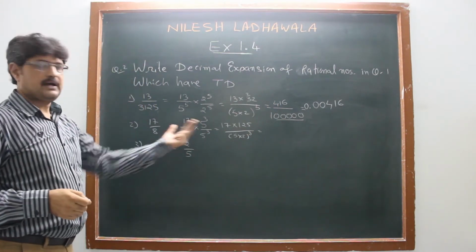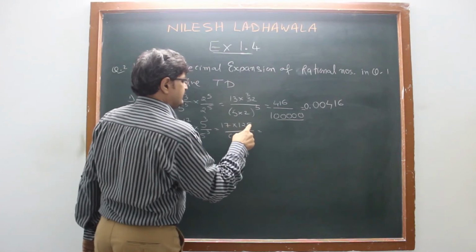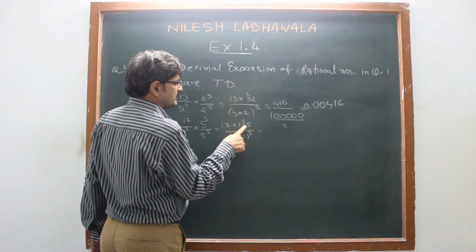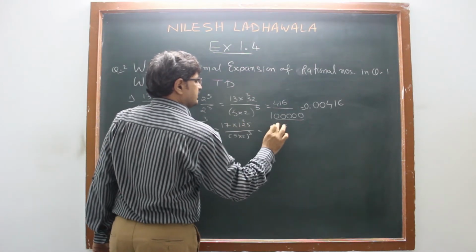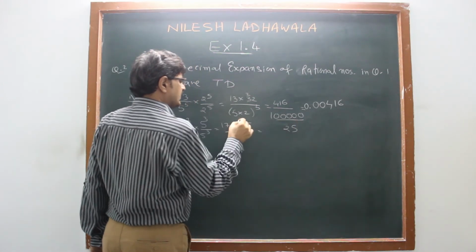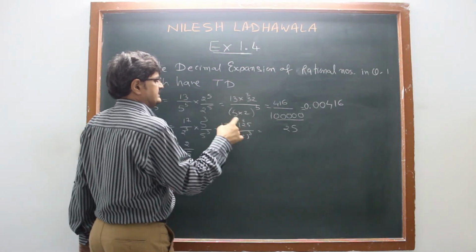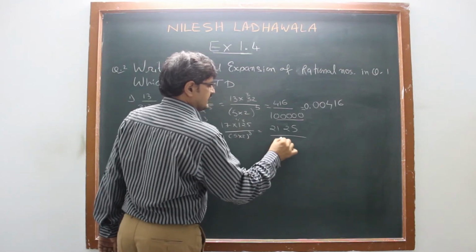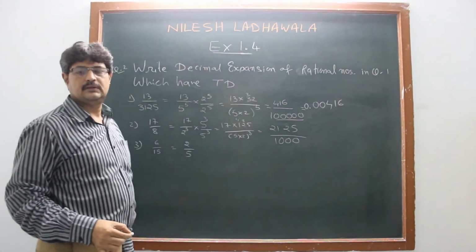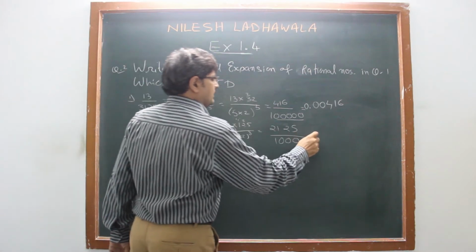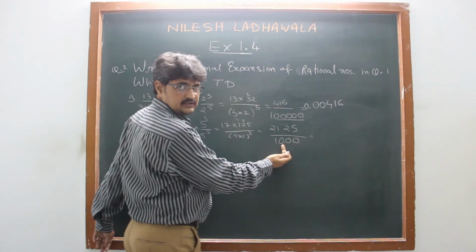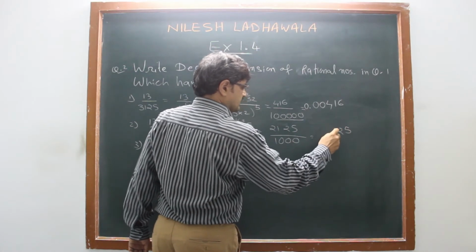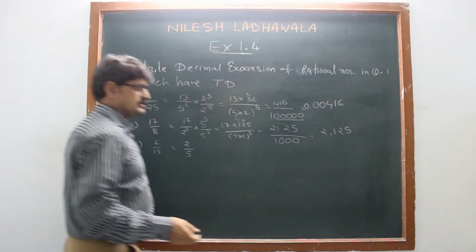I have taken this power common. Now 17 5s are 85, carry over 8. 17 2s are 34. 34 plus 8 is 42. Carry over 4. 17 ones are 17. 17 plus 4 is 21. In the denominator we have 10 raised to 3, that is I have to write 3 zeros after 1. Now I have to cut 3 points: 1, 2, 3. I have to put the point here.